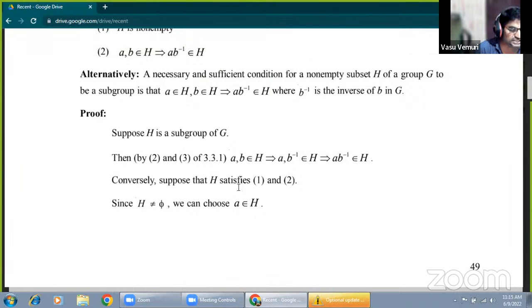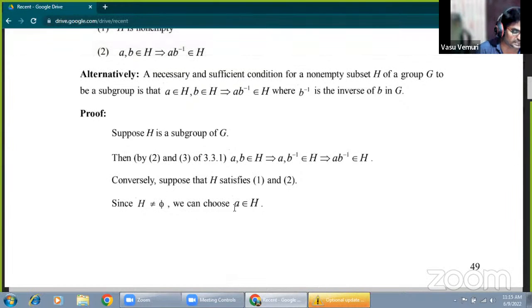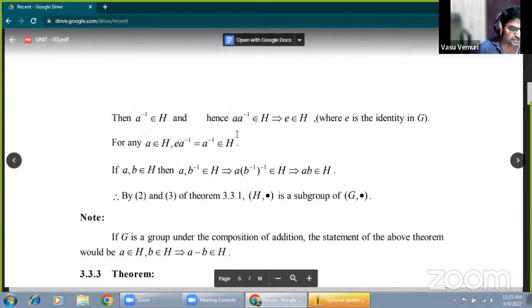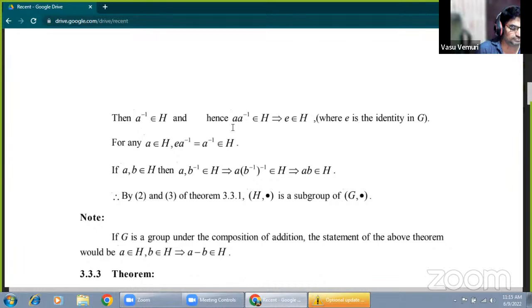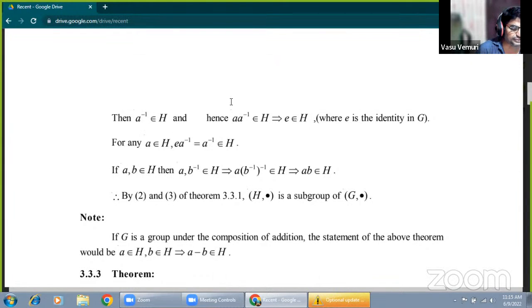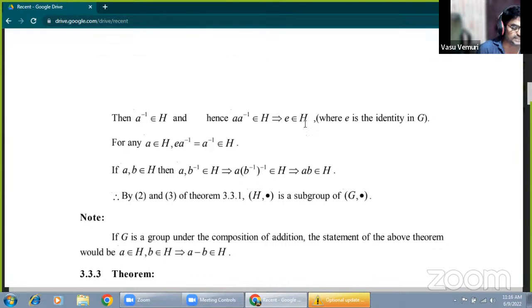Now, using these two conditions, given H not equal to empty set, at least one element is there. A belongs to H. A belongs to H means A must be a non-zero element if its inverse exists. Therefore, A inverse belongs to H. Using this condition, if B equals A inverse, then A into A inverse belongs to H, so the identity element is there, because the inverse is completely based on the identity part. Therefore, the identity element in H is there.